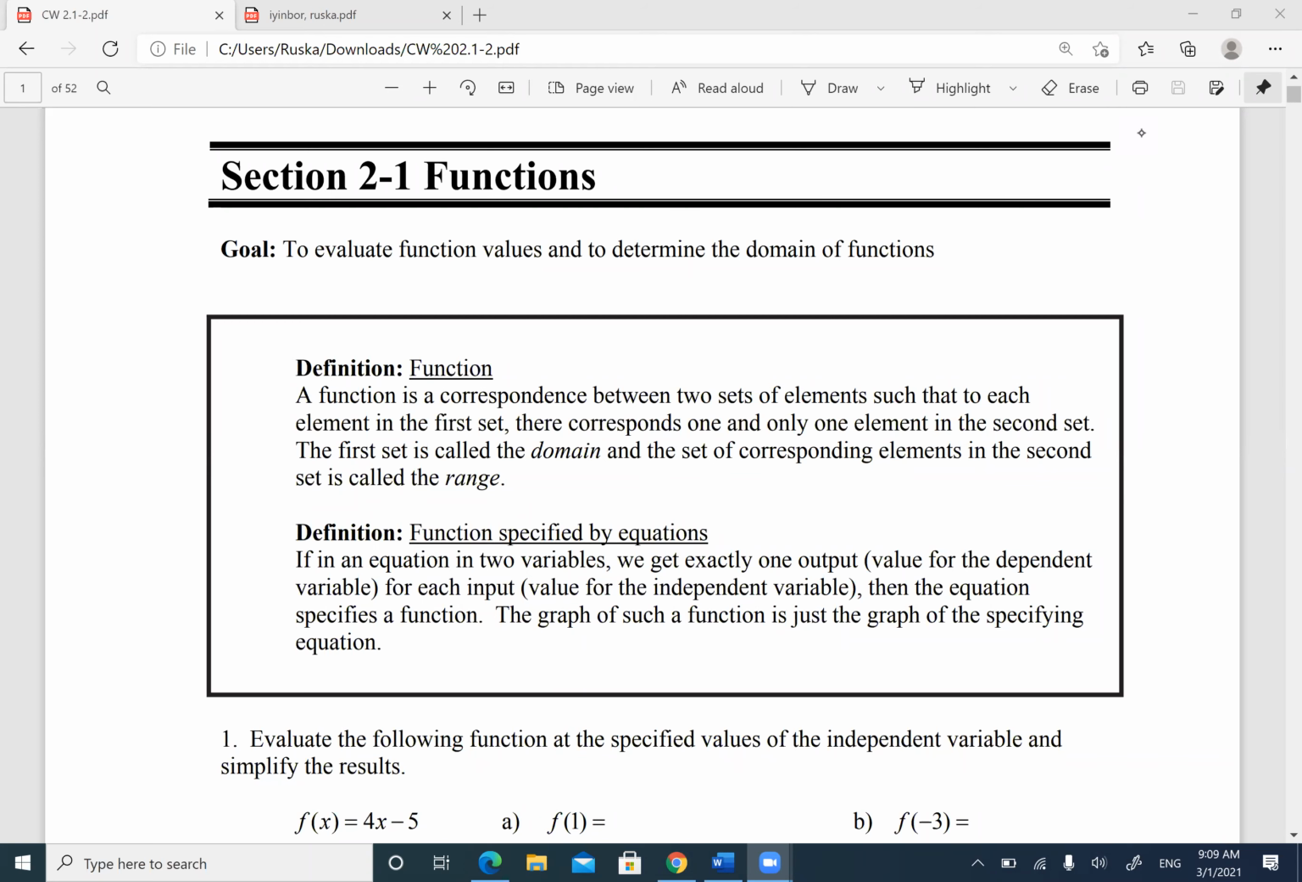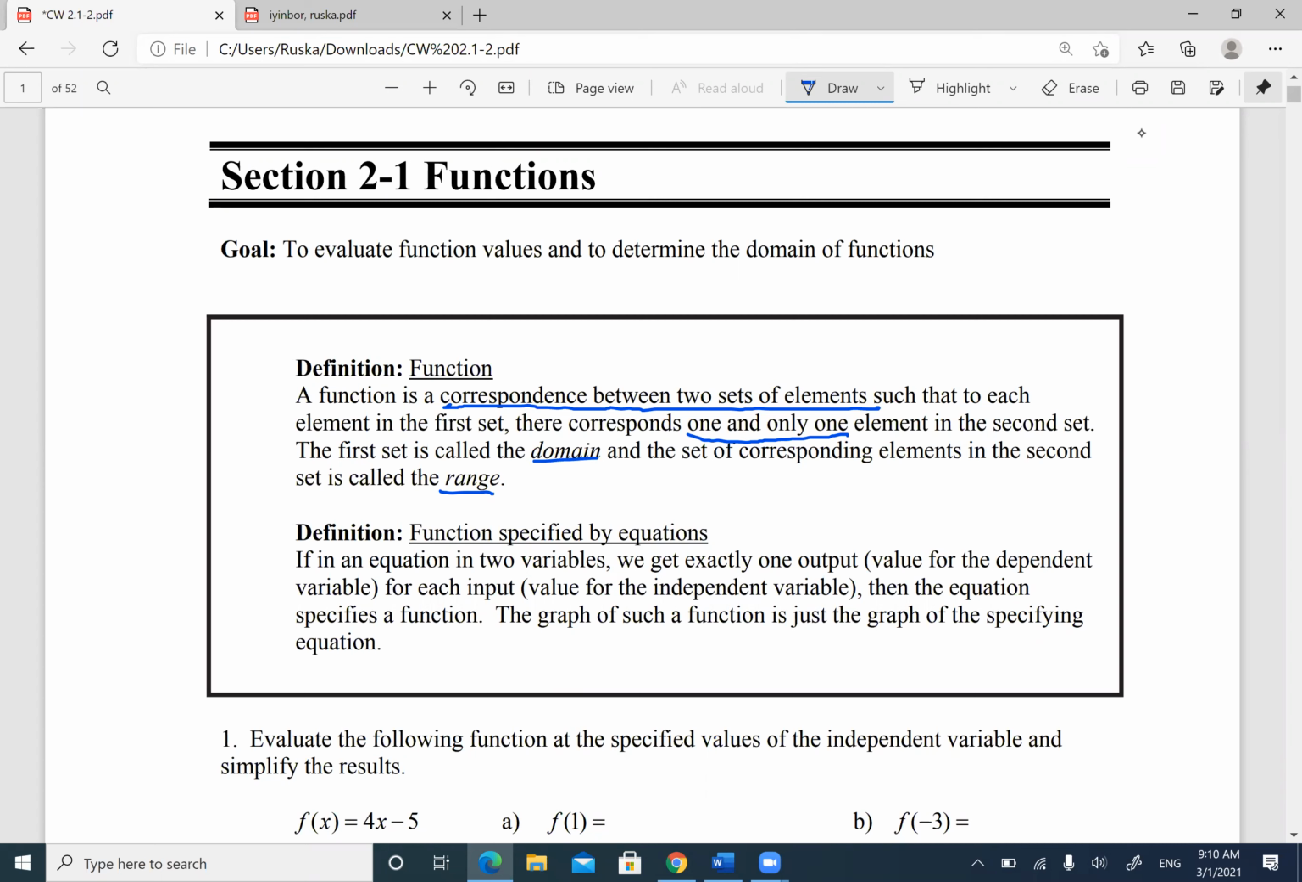So the function, you have the definition here. It's a correspondence between two sets of elements such that to each element in the first set, there corresponds one and only one element in the second set. The first set is called the domain, and the second set is called the range. Okay, so this is the picture.